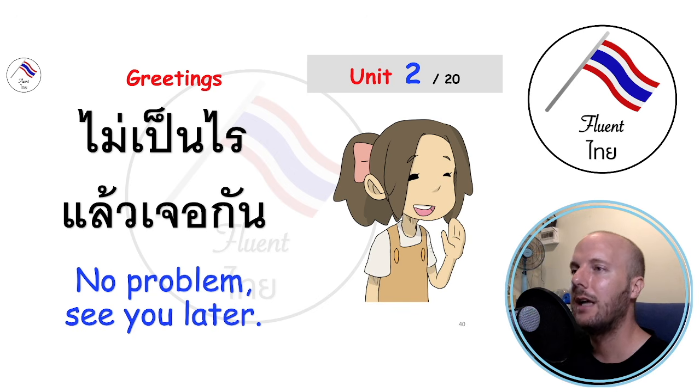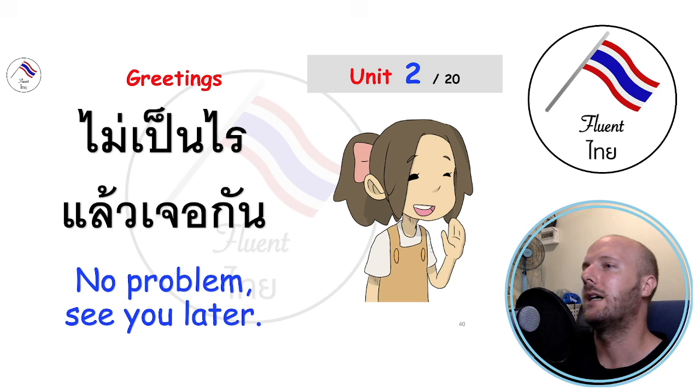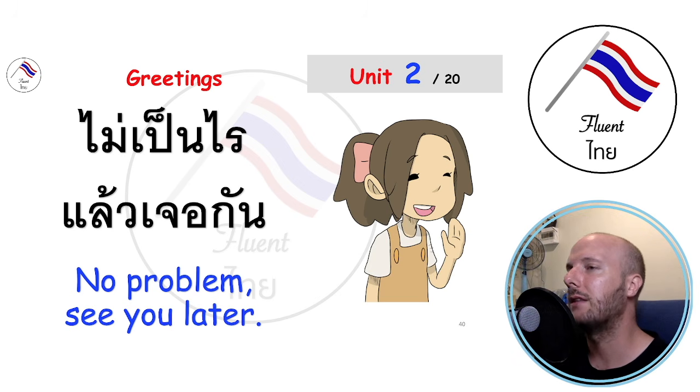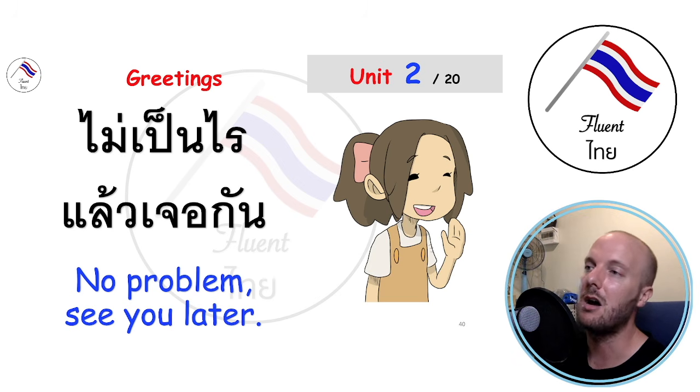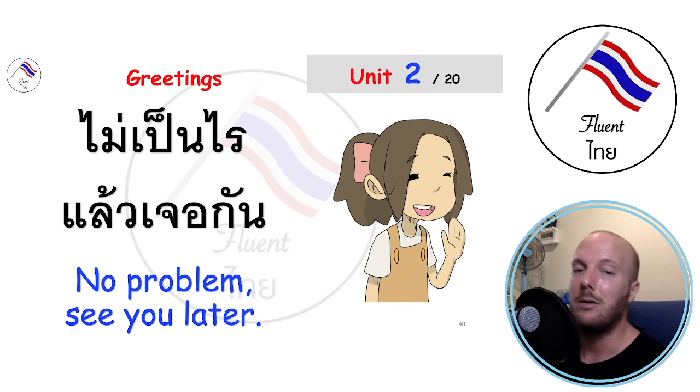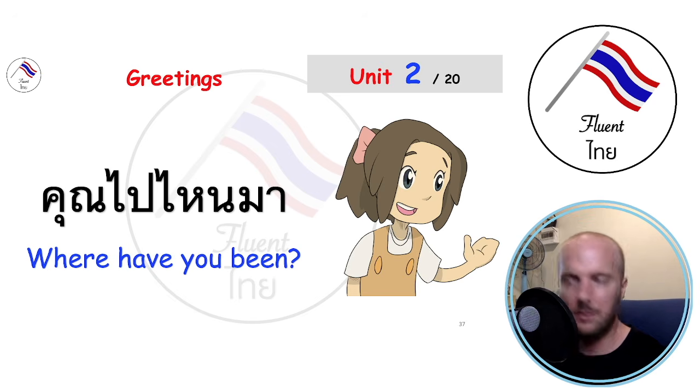ไม่เป็นไรค่ะแล้วเจอกัน. No problem, see you later. Apart from แล้วเจอกัน, other ways you could say this are to just delete the แล้ว and say เจอกัน, or instead of แล้ว you can say ไว้ เจอกัน. And if you want to make it a bit more informal, instead of saying ครับ all the time, you can just say นะ: ไว้เจอกันนะ or แล้วเจอกันนะ. That's another way.